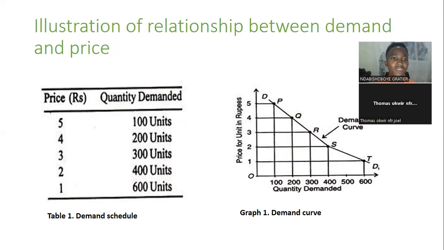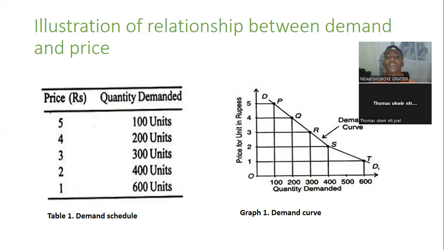So in the table, we can see there is price in rupees and quantity demanded. As I told you, demand is always the relationship between price and quantity demanded. When the price was at 1 rupee, the quantity demanded was 600 units. As the price increased to 2 rupees, the quantity demanded decreased to 400 units. As we continued up to 5 rupees, the quantity demanded was 100 units, meaning as the price increases, the quantity demanded keeps on reducing. Can we see that?